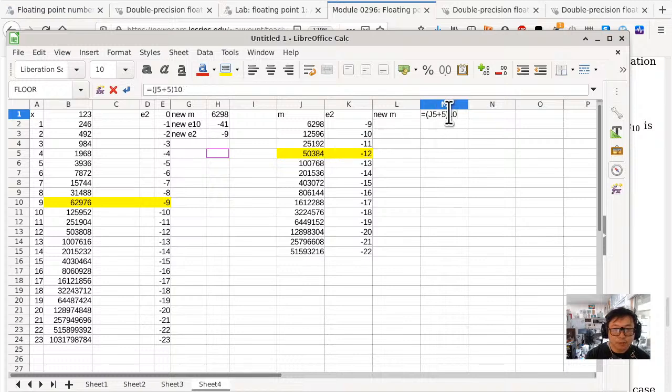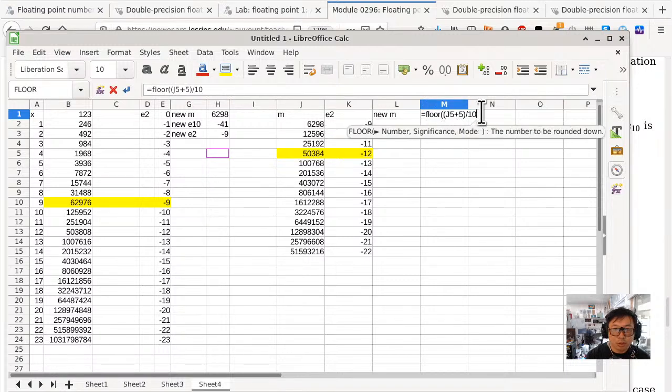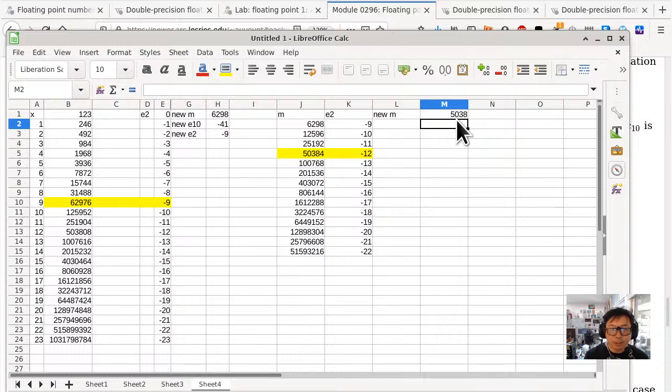And then we have to take the floor. The only reason why we have to specify a floor in this case is because a spreadsheet does not know what integer division is, but in your program integer division is the only thing that you can do. So the new M is 5038. The new E10 is going to increment the old E10 by 1, so it's now negative 4040. And then your new E2 is negative 12.